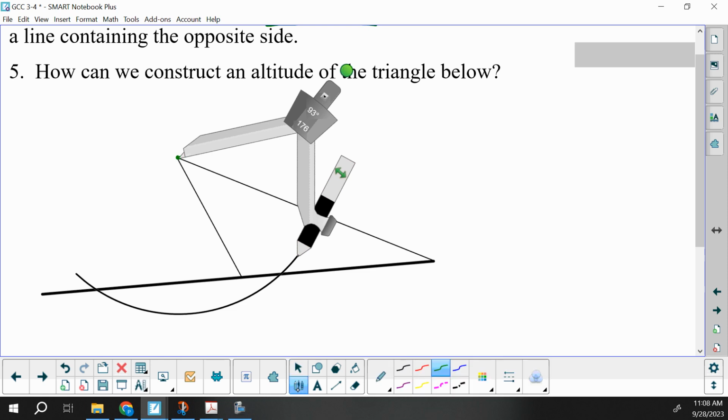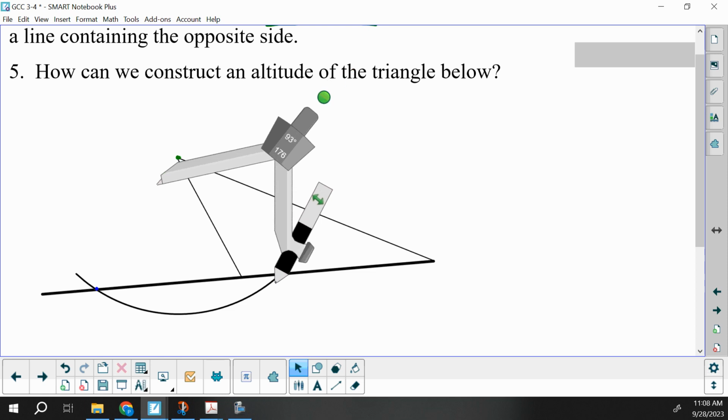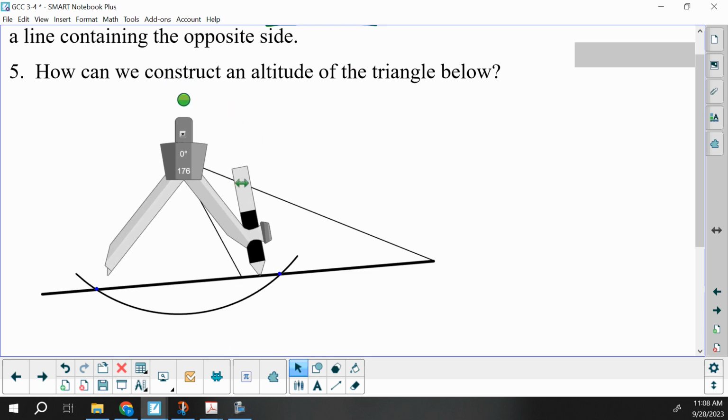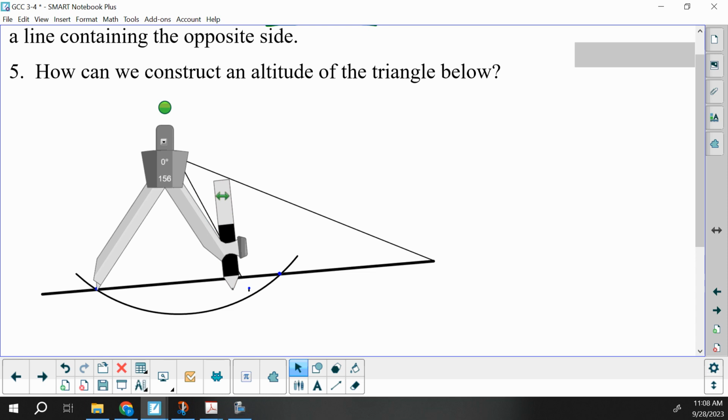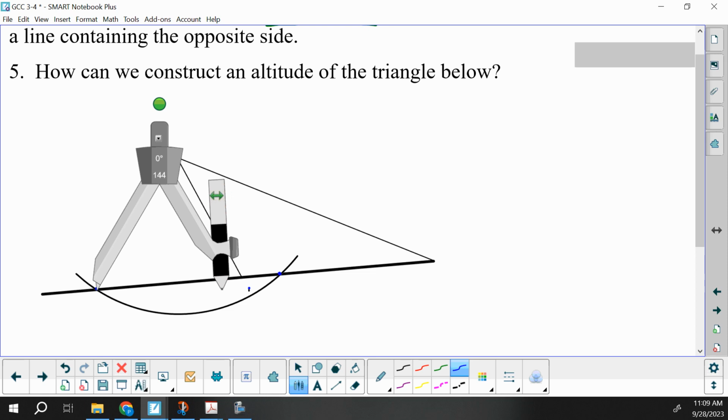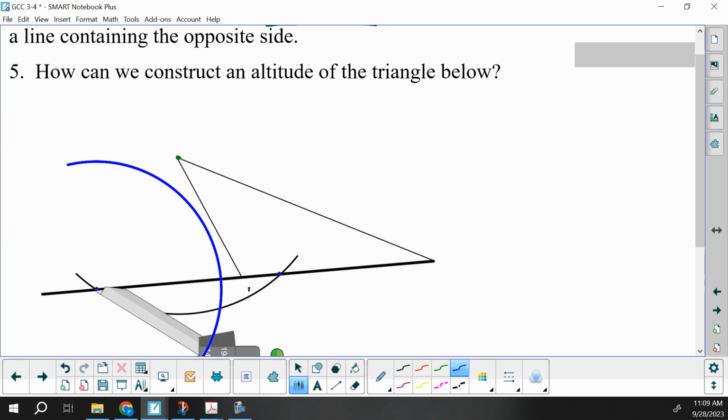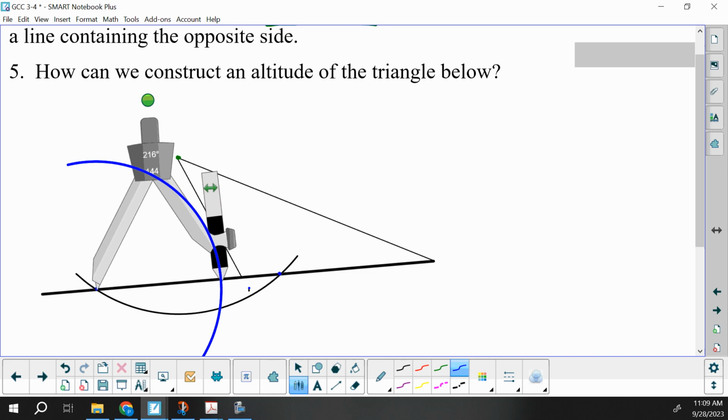Well, now what we're going to do is we're going to use these intersection points of the arc and that side that was extended. And we're basically going to use those as the endpoints of a line segment, and we're going to do our perpendicular bisector now. So I'm now going to put my point on one of those intersections, and we've just got to be open more than halfway. And what I'm going to do is I'm going to do my half circle swoop up and down from one of the intersections of that original arc.